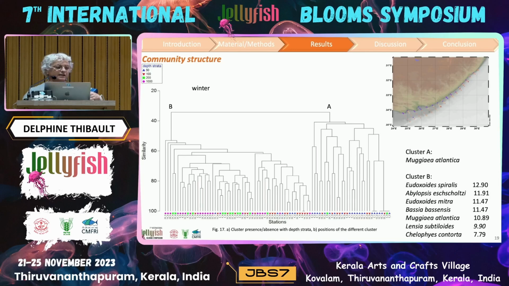If we look in winter, we see basically the same diversification with A again led by Muggiaea atlantica and the rest grouped together. If we look at the map, it's a bit less clear how the two clusters are distributed. So that's, like I said, ongoing work. I still have to do more statistics and look at more in-depth information on the physics, the sea surface anomaly and things like that.